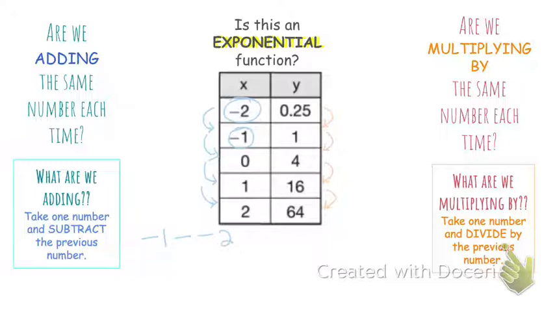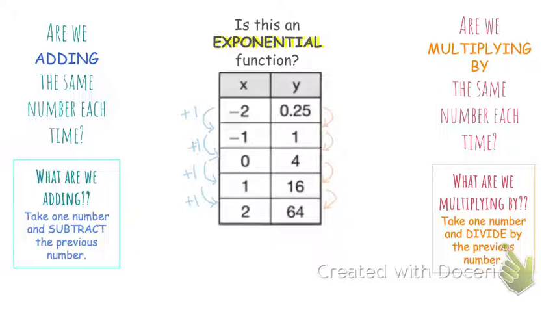So subtracting a negative number is the same as adding, and -1 plus 2 is +1. So what we are adding to -2 to get -1 is 1. Once you have one of those calculated, then you can just test it out. Is -1 plus 1 0? Yes. Is 0 plus 1 1? Yes. Is 1 plus 1 2? Yes. So that works out as far as the x coordinates.